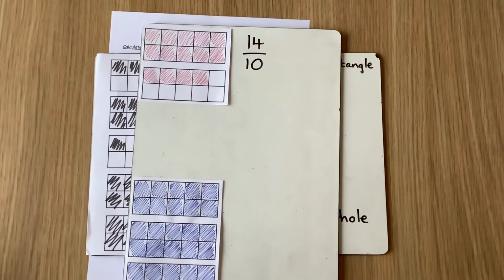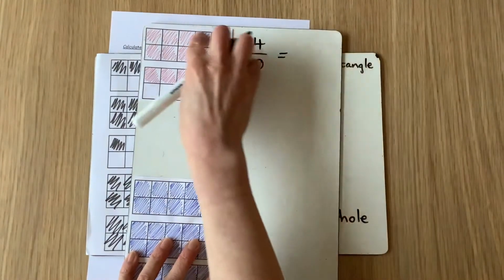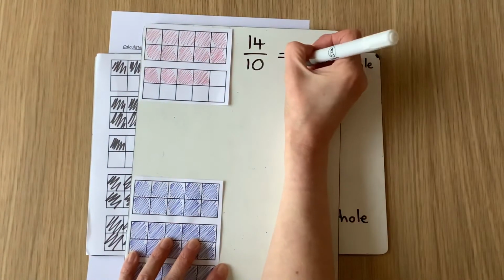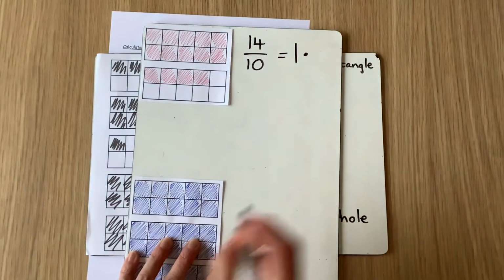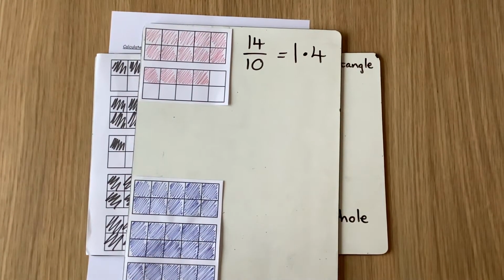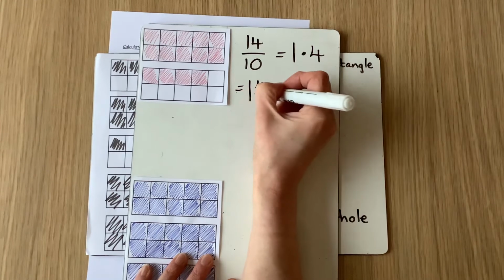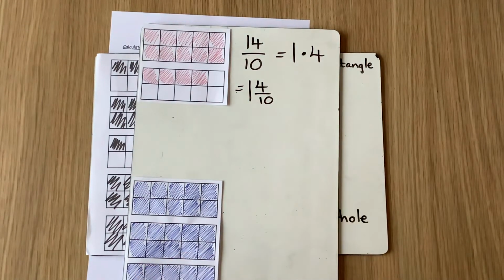I could also say that I have coloured in one rectangle completely, and in the second one I've coloured in 4 of the 10 parts. So I could say that that is the same as 1.4. I could also say it's the same as one whole thing and 4 tenths. All of these together are exactly the same as each other, P6.